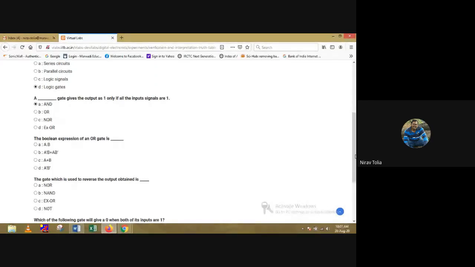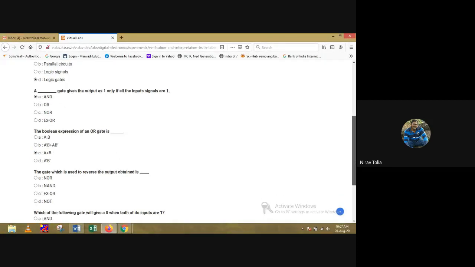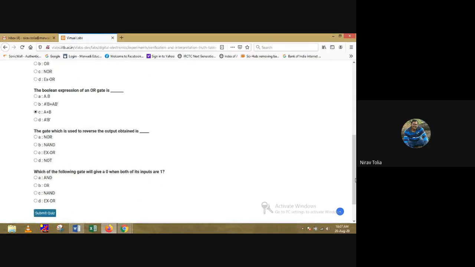Now the Boolean expression of an OR gate. So what is the Boolean expression, or you can say the equation of the OR gate? Miloni gives the answer, Parthiv, Nishita, Keyur. Very good. The answer is C, A plus B. The next question: the gate which is used to reverse the output.